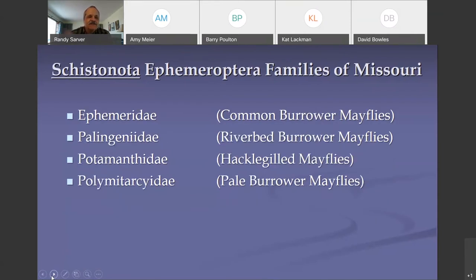If your key doesn't lead you to the fused backs, or the Pannota, you're going to head off towards Schistonota, and that is a larger group. The first group that breaks out in Schistonota are the burrowers. These four families are considered burrowing mayflies: Ephemeridae, Palingeniidae, Potamanthidae, and Polymitarcyidae. Notice that most of them have burrowers in their common name. Next.